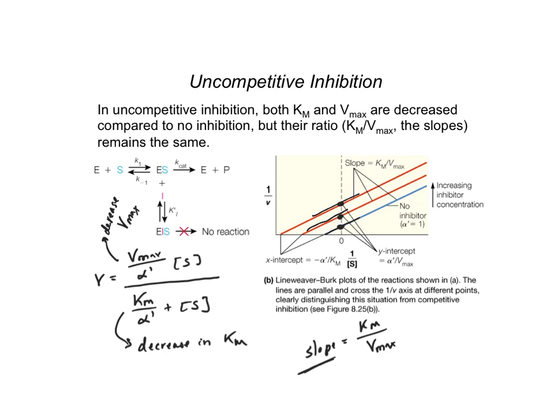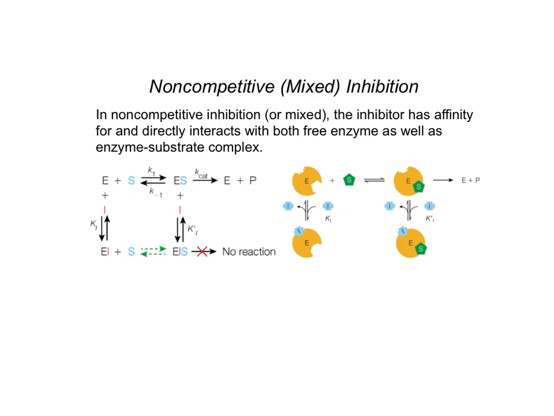Okay, so then last one, this is uncompetitive. You're going to see this decrease in Vmax, decrease in Km. You're going to get these parallel lines when you plot the Lineweaver-Burk plots in the absence versus the presence of inhibitor. The last type of inhibition is what we're going to call mixed inhibition.